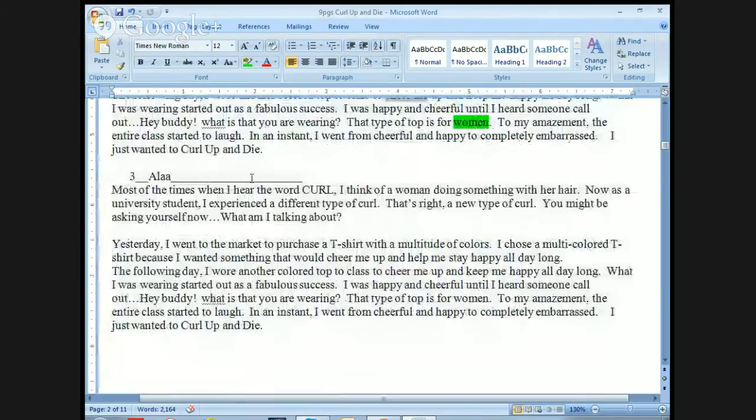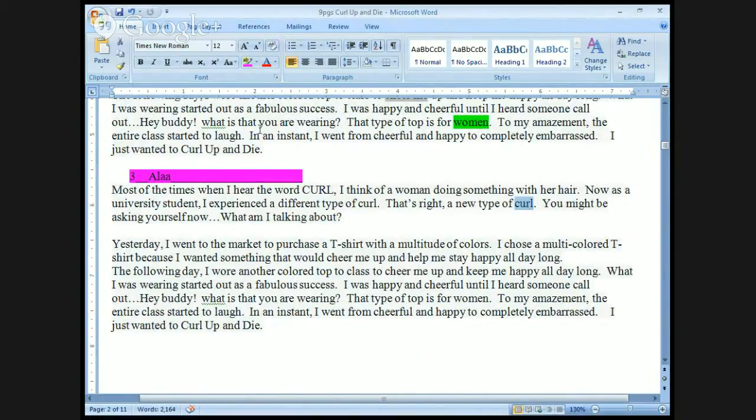Most of the times when I hear the word curl, I think of a woman doing something with her hair. Now, as a university student, I experienced a different type of curl. That's right, a new type of curl. You might be asking yourself now, what am I talking about? Yesterday, I went to the market to purchase a t-shirt with a multitude of colors. I chose a multicolored t-shirt because I wanted something that would cheer me up and help me stay happy all day long. The following day, I wore another colored top to class to cheer me up and keep me happy all day long. What I was wearing started out as a fabulous success.